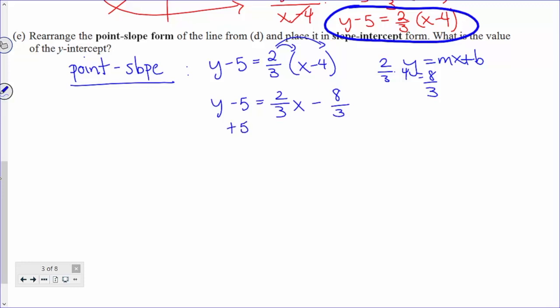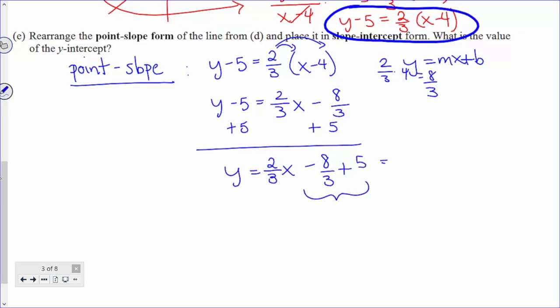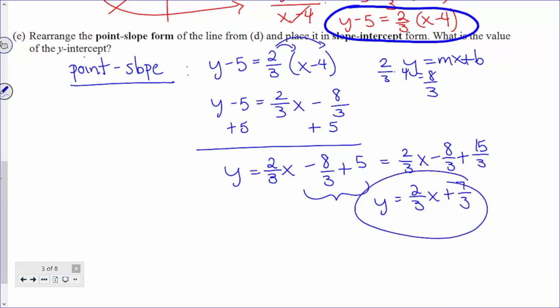I can now add 5 to both sides, and I'll get y equals 2/3 x. Now maybe I'll do a little bit of fraction work with you. Let's combine those, so that could be 2/3 x minus 8/3 plus 15/3. So y equals 2/3 x plus 7/3.